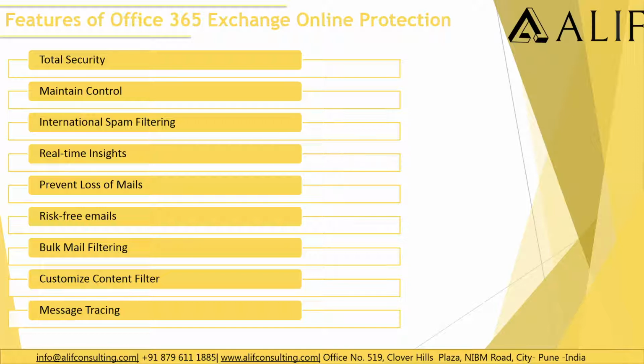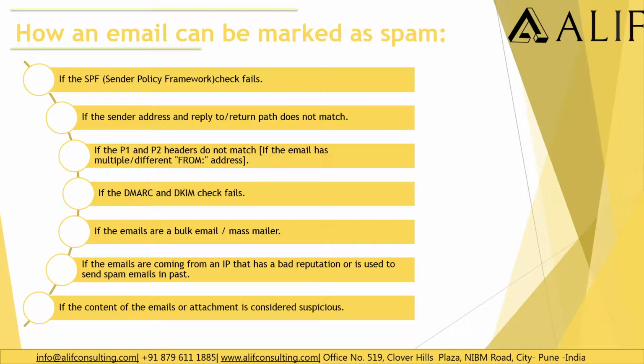Office 365 would block those emails, and you would have a customized content filter. And yes, you would also have this tool, message tracing. We have prepared a separate video for message tracing to help you understand how it works. Okay, this is all about the features within Exchange Online Protection.